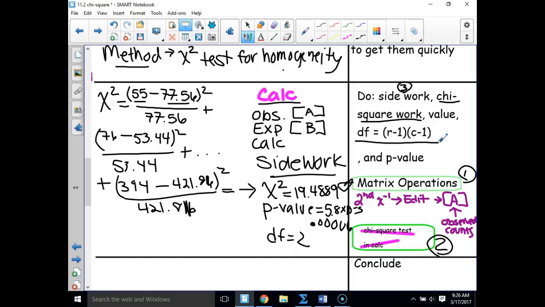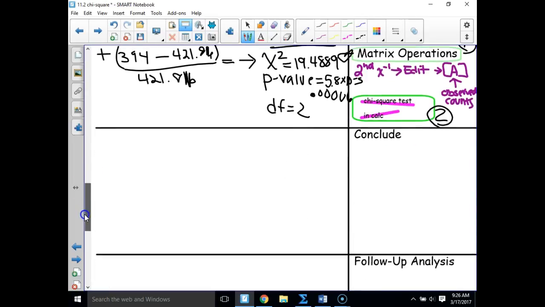R minus 1. What does R stand for, would you think, when we're dealing with a matrix? Rows. Yes, your rows minus 1 times columns minus 1. Okay? Rows minus 1 times columns minus 1. The rows are across, the columns are up and down. Just verify, no big deal. So now let's go to our conclusion.